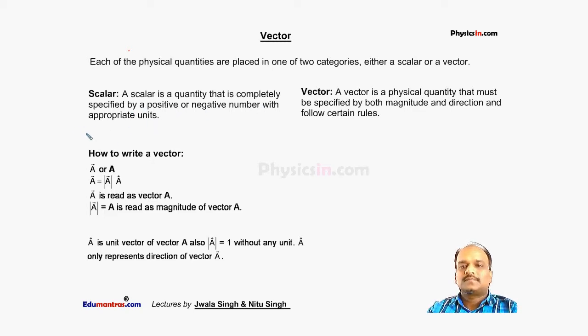For example, mass, length, time. These are actually scalar quantities. Means you can say scalar quantities are those quantities which have magnitude and never have any direction. The examples are mass, length, time, etc.